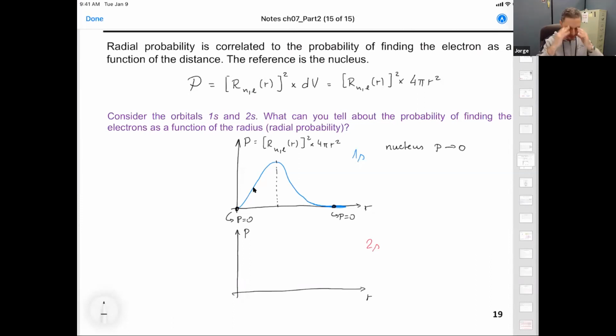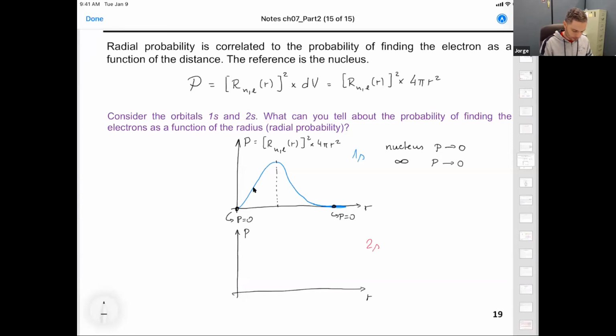And think about that. If you go so far away from the nucleus, there is no reason for the electron to be there. There is no attraction. Why would the electron be far from the nucleus? Therefore, when you move to infinity, the probability also tends to 0.